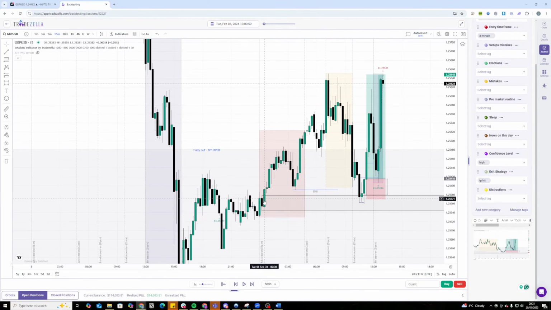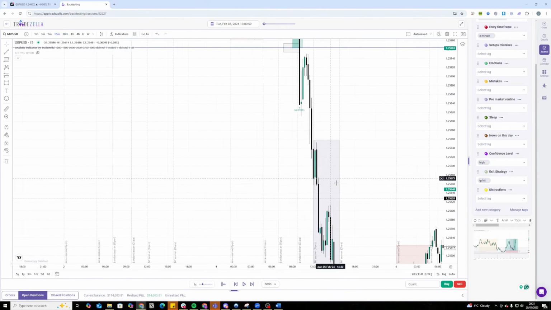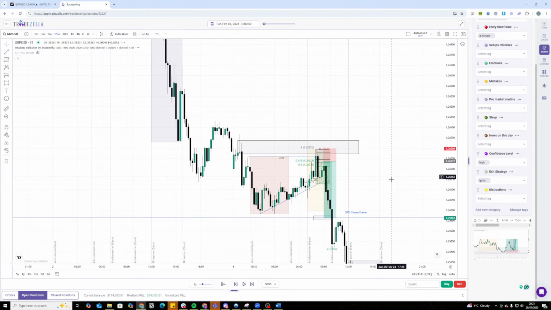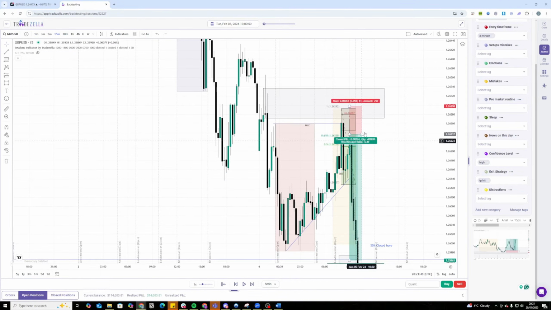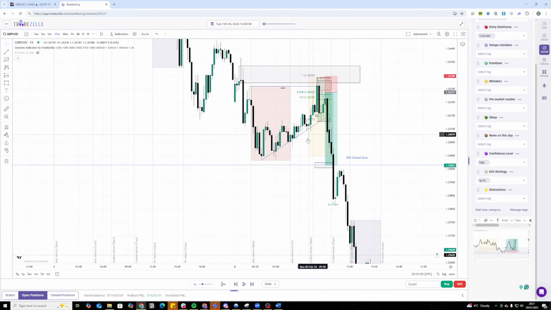Right? There's the area of demand. There's the liquidity. It taps in. Then we look for our entry. Right? Same as our previous trade. The exact same. Right? We had our liquidity. We had our area of supply. Then we looked for our entry model. The exact same thing. Can you see how repeatable this process is?